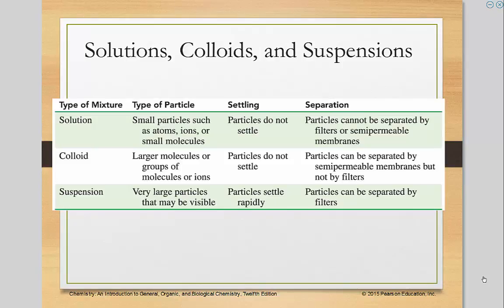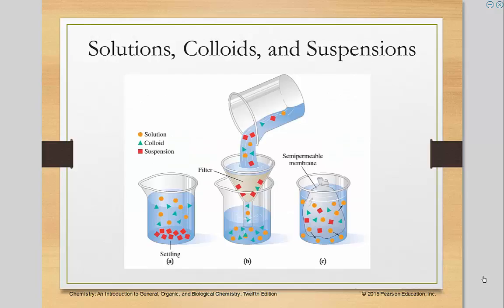So here's a breakdown of the three. We have solutions, colloids, and suspensions. Suspensions have to be mixed up and they can be filtered through. Colloids are medium sized. They cannot be filtered, but they can be separated by semipermeable membranes. And solutions, you cannot filter or separate them through semipermeable membranes. The only way to get rid of those is by evaporation.